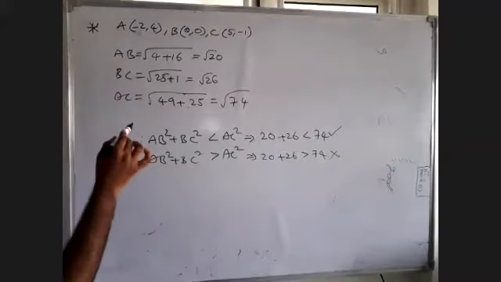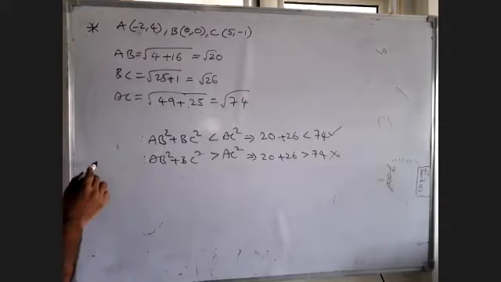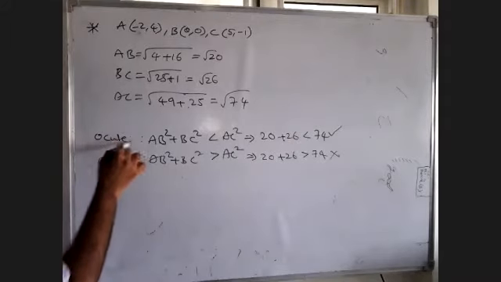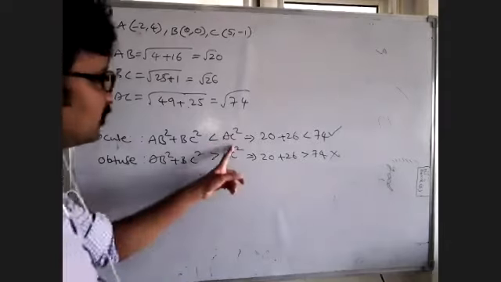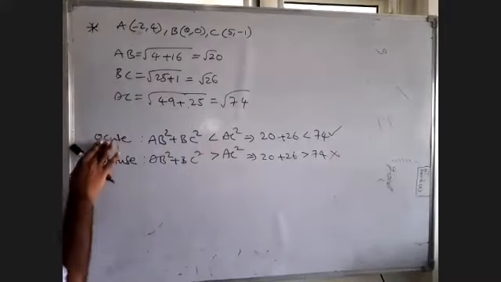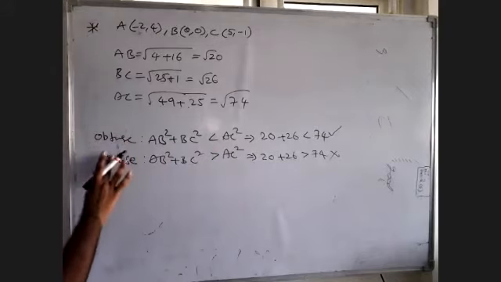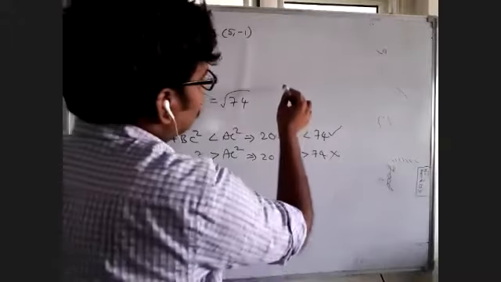Is this an acute angle or obtuse angle? Obtuse angle. This is obtuse. This is acute, less than AC square, right? Yes, sir. Yes, that AC only, AC is big, right? Yes, sir. So this is obtuse, not acute. This is acute. Yes, sir.